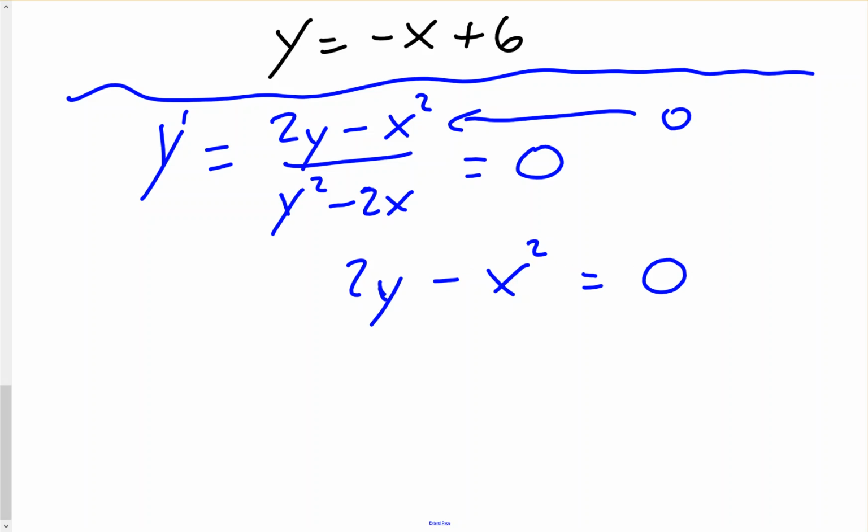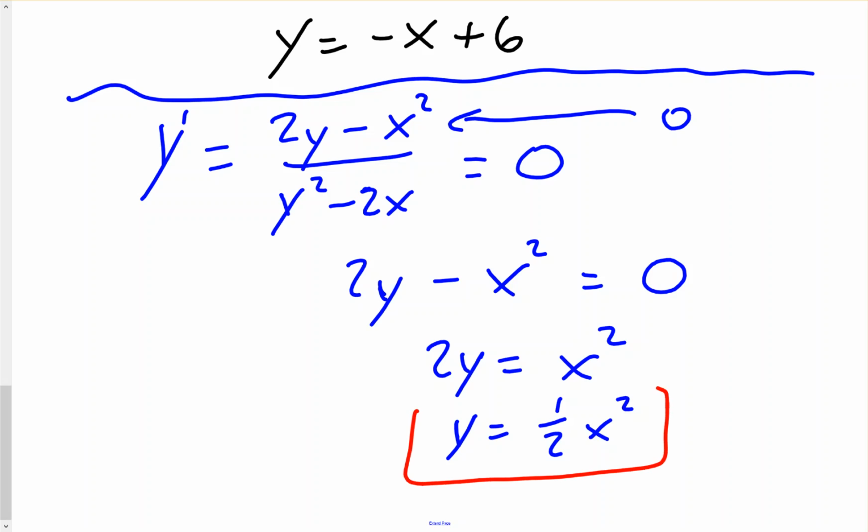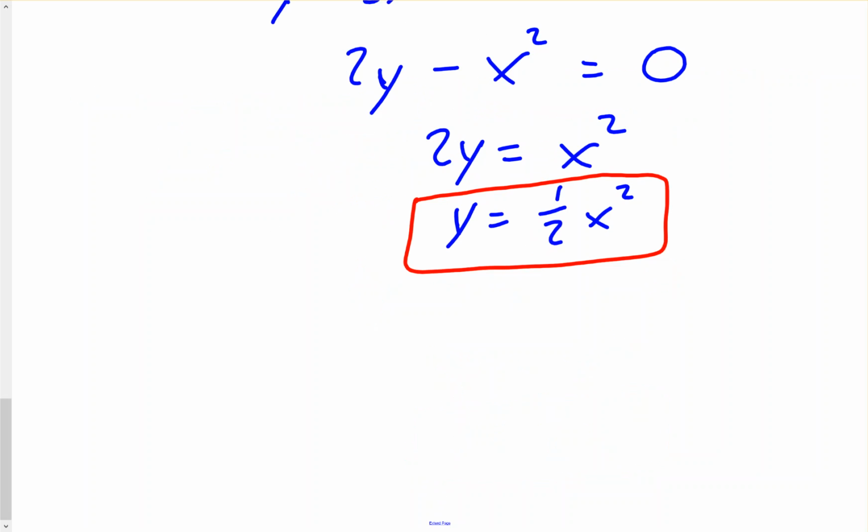If we set that equal to 0, then to get y, we would just add the x squared to the other side, and then divide by 2, so y would equal 1/2 x squared. If we take this y equal to 1/2 x squared, we could plug that into our original equation. So let's plug into our original equation.